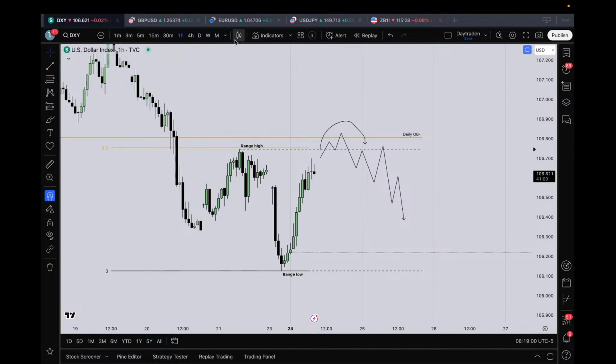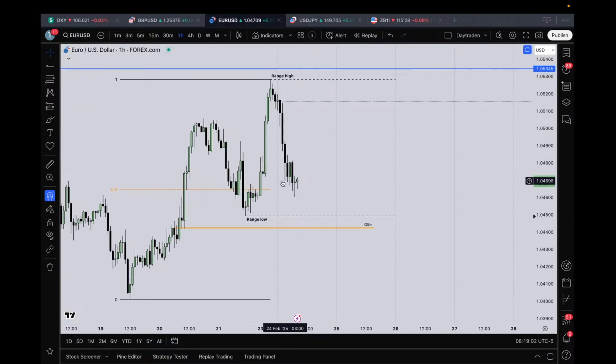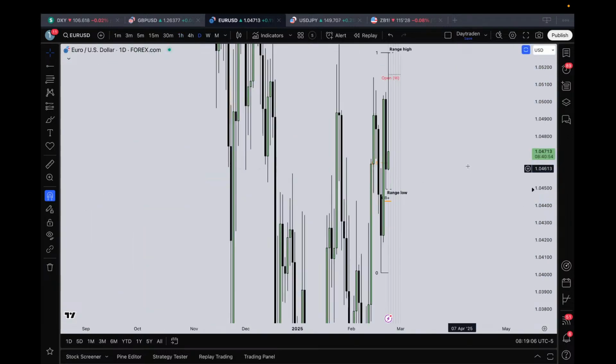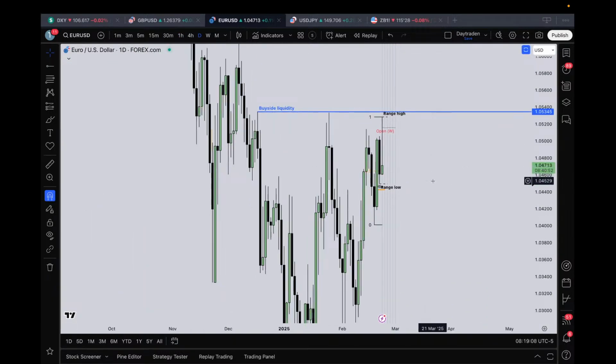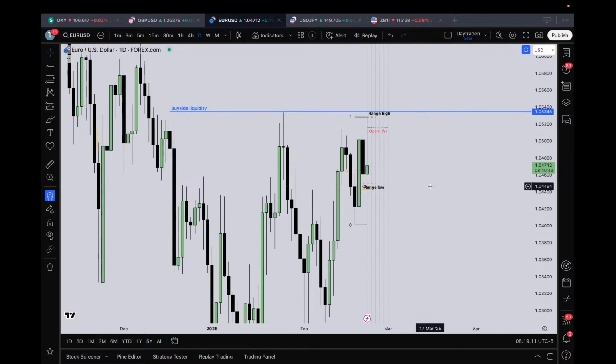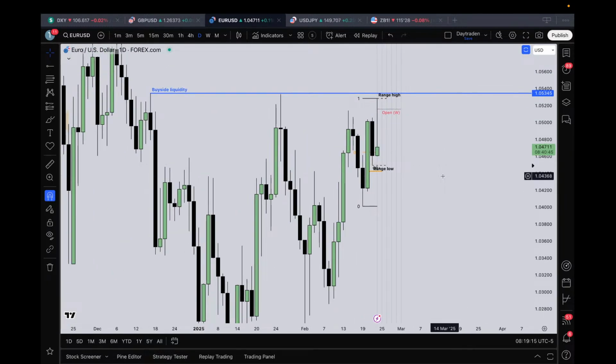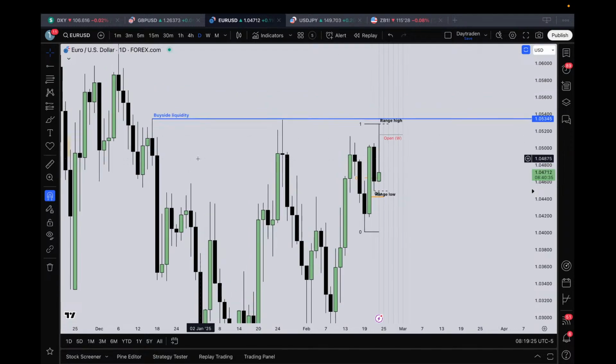So for now, let's hop into the euro chart, where the euro chart looks a little bit less clean compared to the dollar chart. It is a little bit more messy, but overall we are bullish on euro.